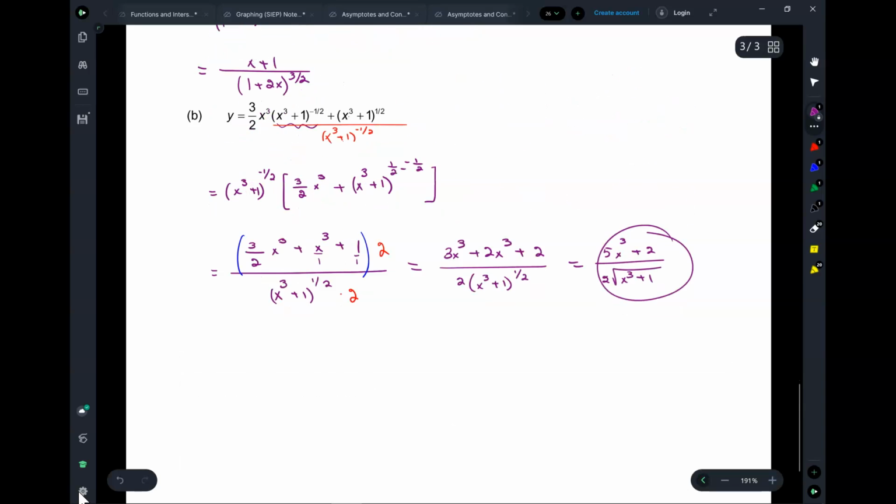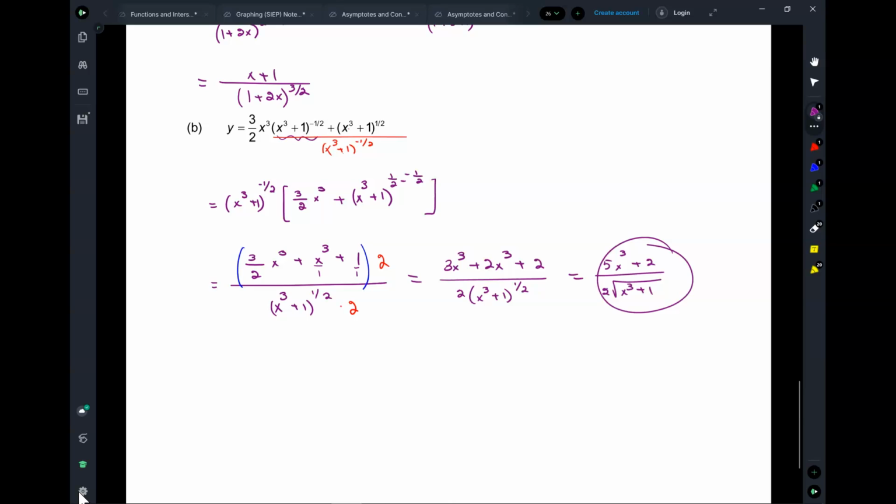Wait, what is this? Well, it's (x cubed plus 1) to the power of half. Okay, so it's to the power of this.